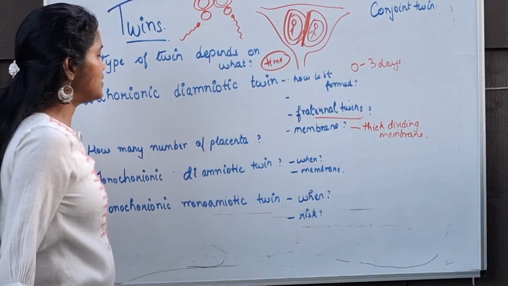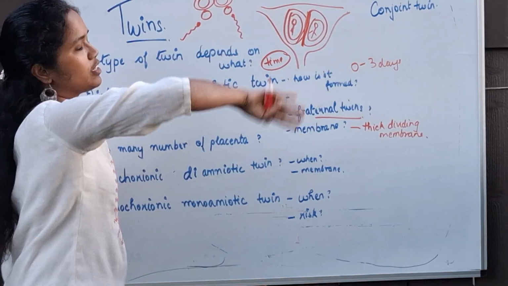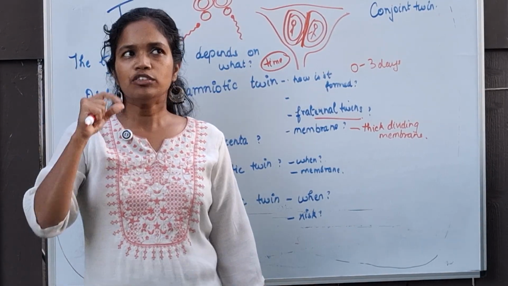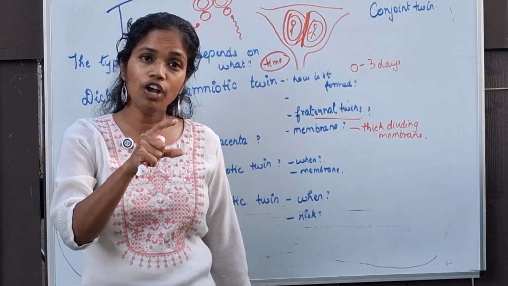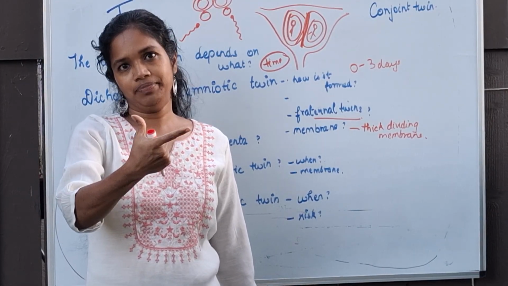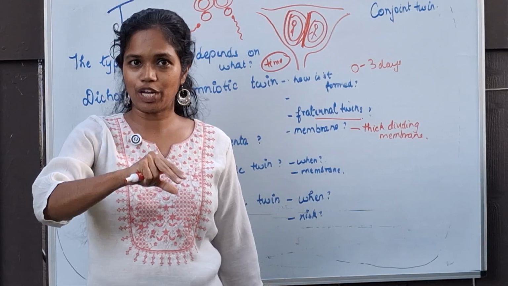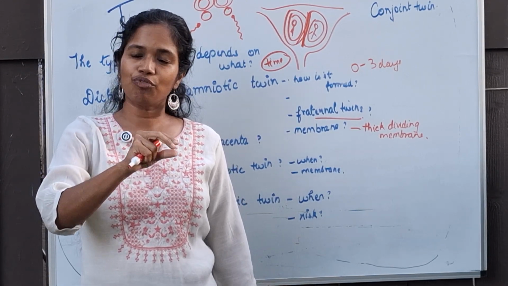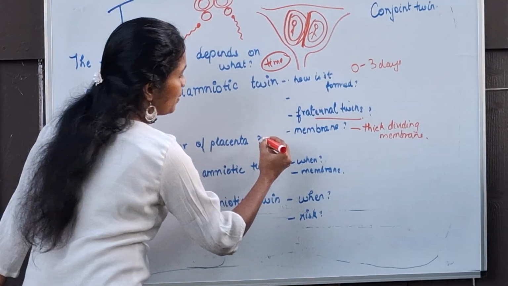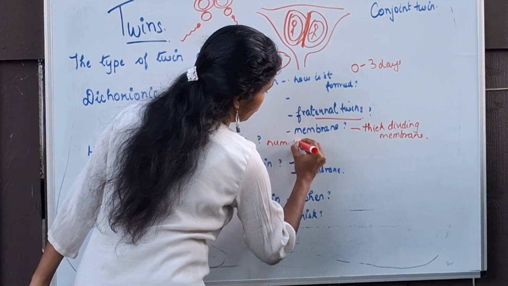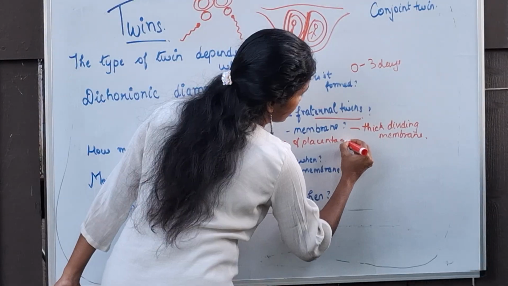Okay, now let's see how many placentas will be present in all these types of twins. How do we remember it? For this we need to know what forms the placenta. The chorion forms the placenta. The chorion will form the syncytiotrophoblast as well as the cytotrophoblast. The syncytiotrophoblast will form the placenta. So the number of placentas will be equal to the number of chorions. As simple as that.